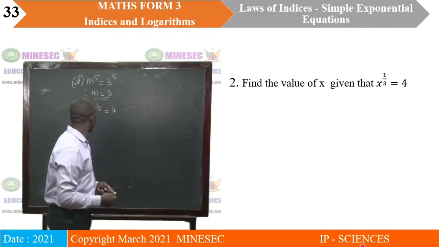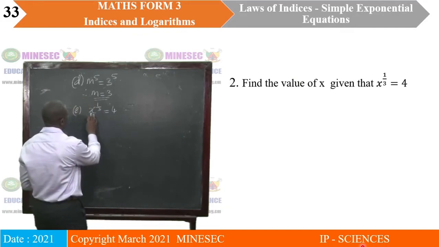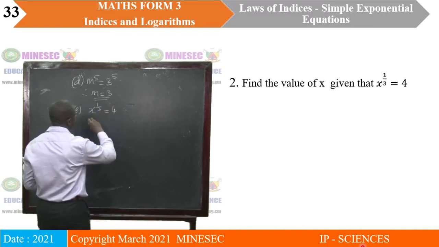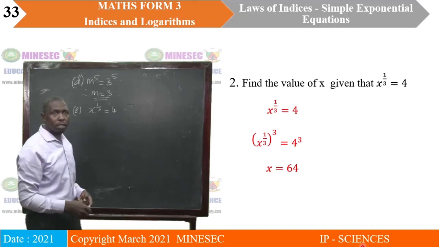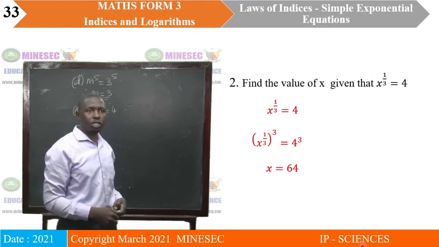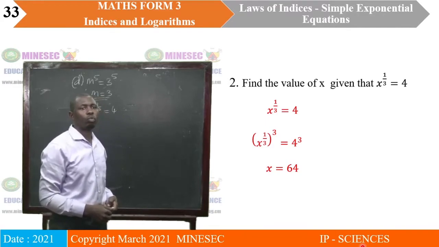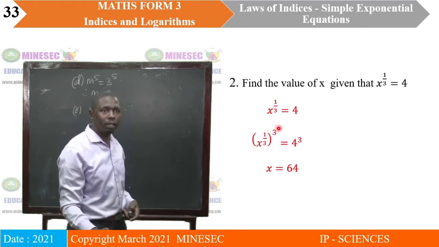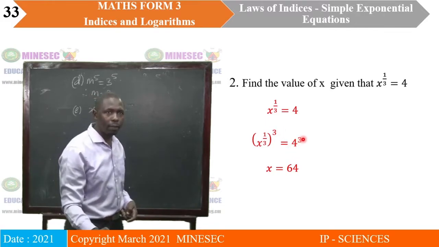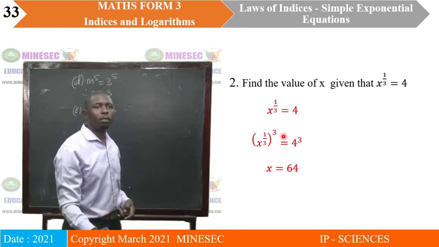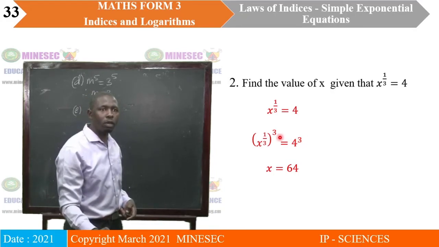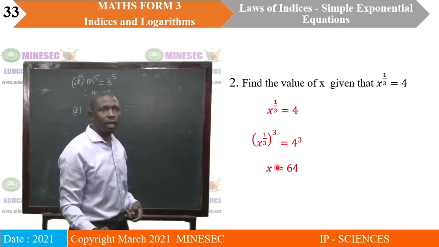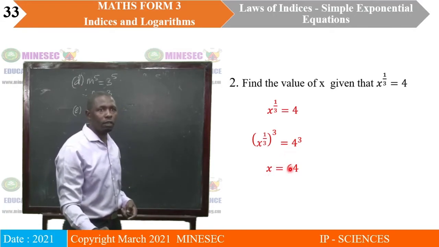So can we express that expression, all of that raised to the power 3, as indicated here? If we take x to the power 1/3, all of that raised to the power 3, we should also raise the other side to the power 3. And if we do that, if we multiply these powers, we will end up with x, because 1/3 times 3 will be 1. So we'll end up with x, and 4 raised to the power 3 will give us 64.